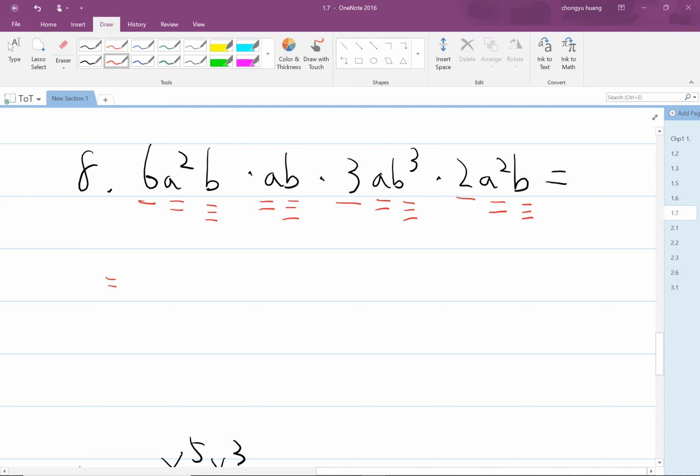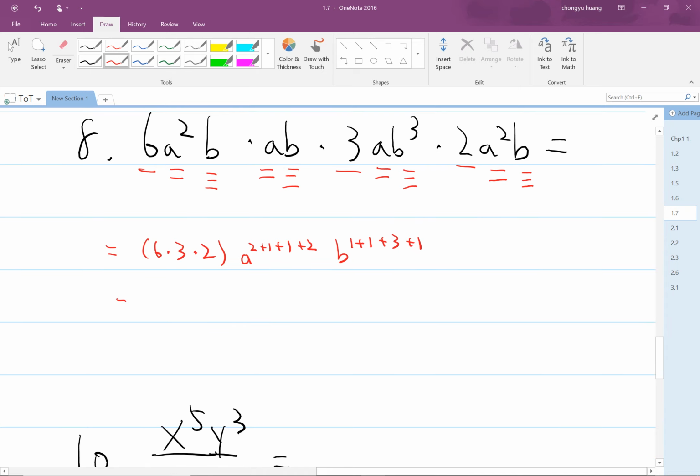So we multiply the integers first. We have 6 multiplied by 3, and then multiplied by 2. And then for a, which is to the power 2, it's 2 plus 1, plus another 1, and then plus another 2. And for b, we have 1, plus another 1, plus another 3, and then plus 1.